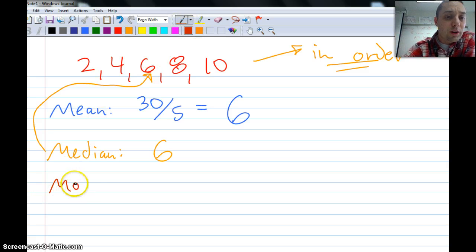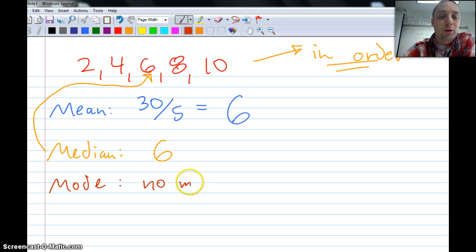The mode says what occurs the most. Well, these all tie for 1. And so nothing occurs the most. It has to occur more than once. And so if there's no mode like that, you just say none or no mode.